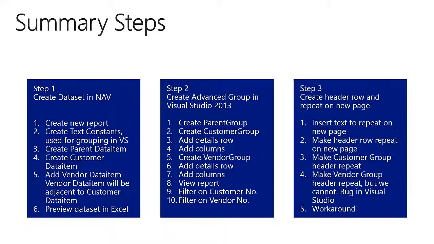We've also seen how to filter each group, so only rows in the datasets which belong to the group are shown. In step number 3, we have seen how to repeat the header row in the Tablix on each new page, and we have seen how to repeat the customer group header, the vendor group header, on each new page as long as the group is printing. And at last, we have seen how to work around the bug when Visual Studio is creating unnecessary static rows in our layout.